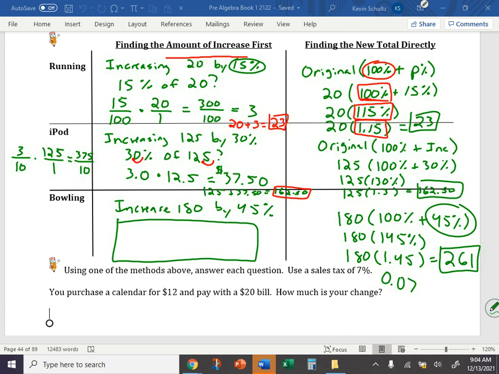The formula? Okay, so let's go back to this. Okay, do you have that written down someplace? Write it down.